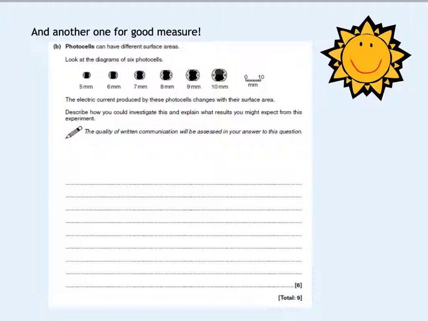You will also want to discuss how your experimental technique is going to ensure validity of results, how you would use a ruler to measure the distance between the light source and the photocell, and the readings that you're going to take, either current in the form of amps or potential difference in the form of volts. You would then be able to produce a graph of surface area of the photocell against current, or surface area of the photocell against the voltage, whilst keeping all other variables the same.